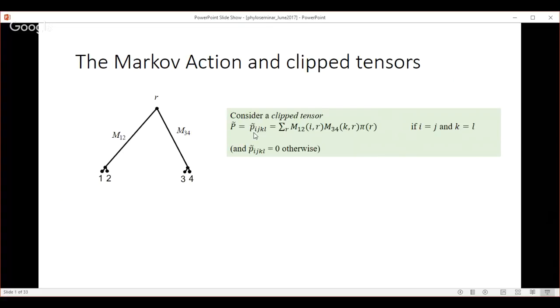So I'm still thinking of this as a vector of 16 positions in it for the 16 possible patterns. But in this case, there's only 4 possible patterns that actually could arise. I could get 0, 0, 0, 0, or 1, 1, 0, 0, but I can't have anything where 1 and 2 don't match, or 3 and 4 don't match. And so our notation is going to be a little tilde on top to indicate one of these clipped tensors. And then we say, okay, fast forward, now let's grow our tree.